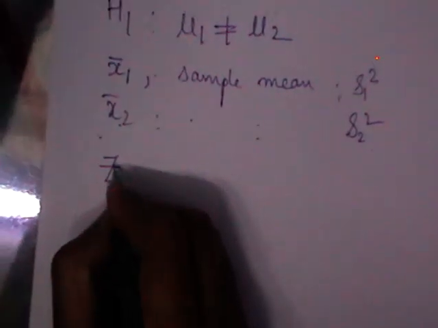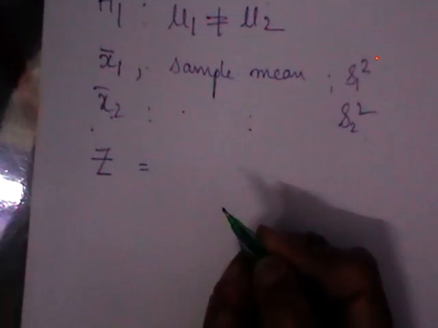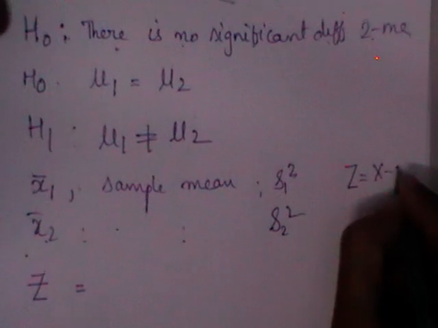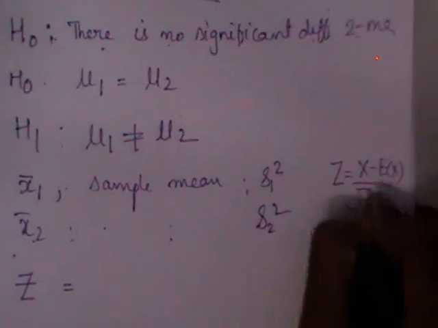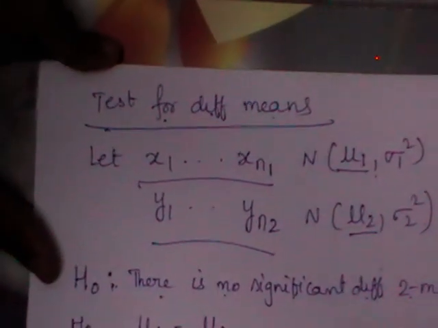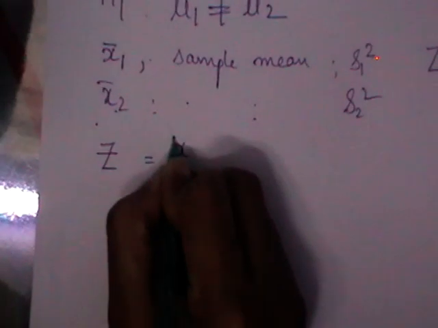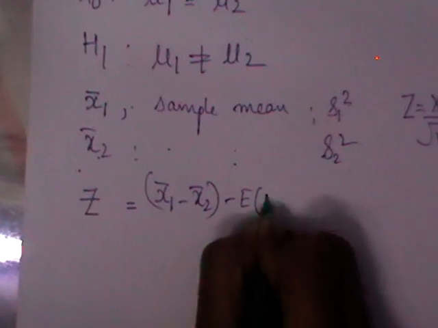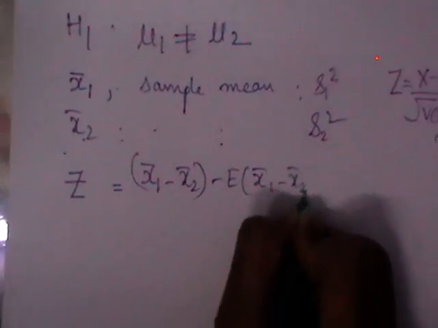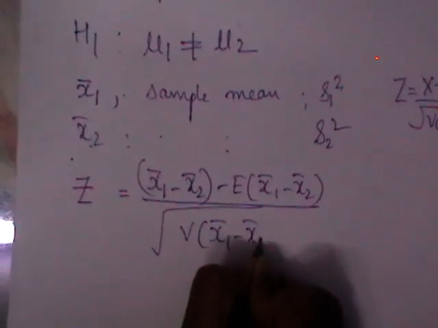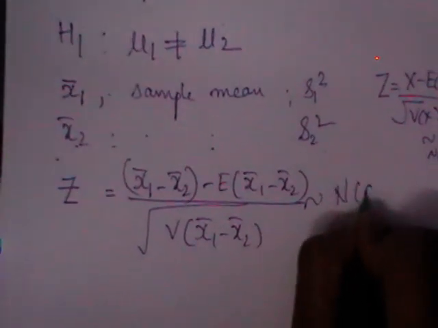How do you write here also? You will indicate the test statistic with Z. Moreover, how do you define Z? Always, x minus E of x by root over variance of x follows N(0,1). As this is the test for difference, in place of simply x bar you are going to get x1 bar minus x2 bar minus E of (x1 bar minus x2 bar) by root over variance of (x1 bar minus x2 bar) follows N(0,1).